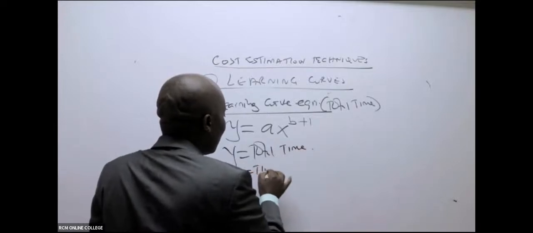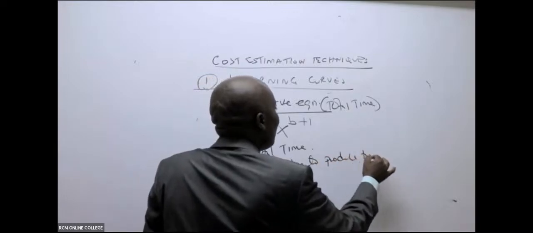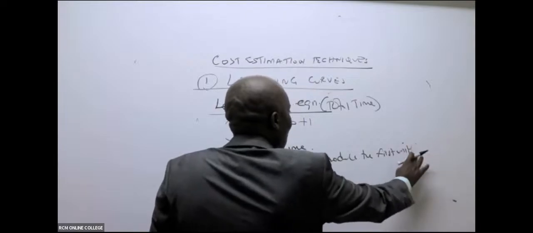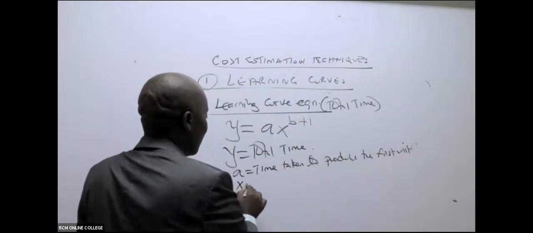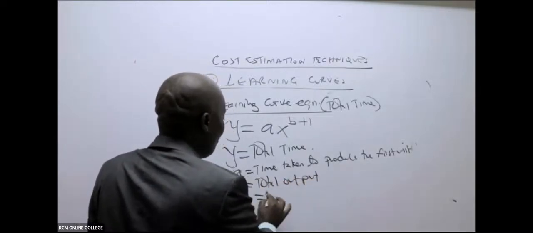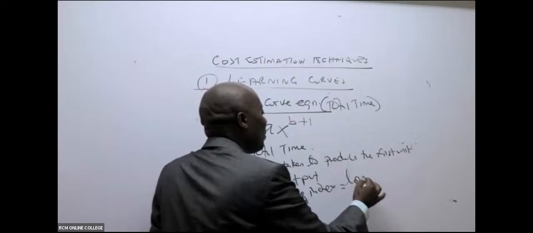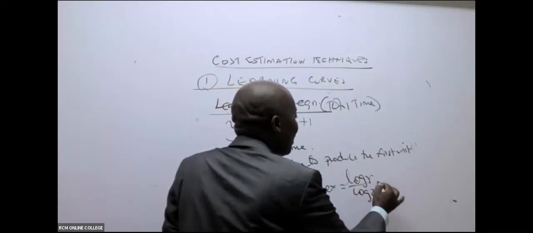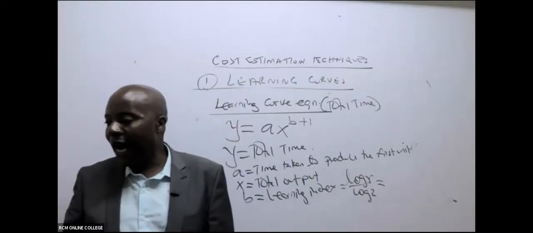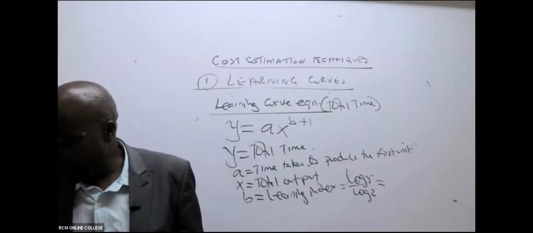A stands for the time taken to produce the first unit, like your firstborn. X here is total output. B we call the learning index, and this learning index we normally take as log R divided by log 2. Anytime they want us to give them this learning index, we will be taking log R divided by log 2.